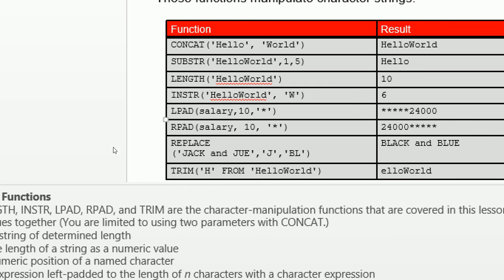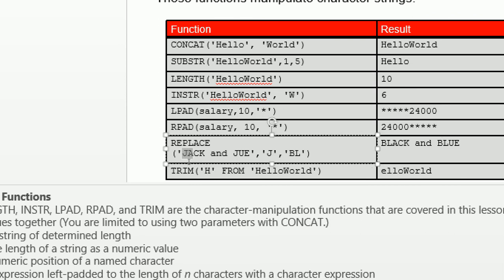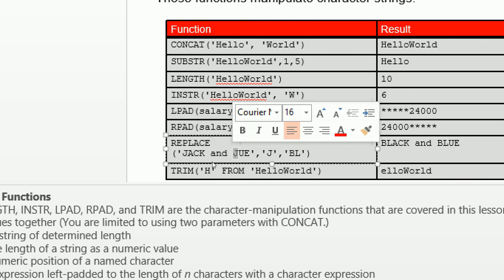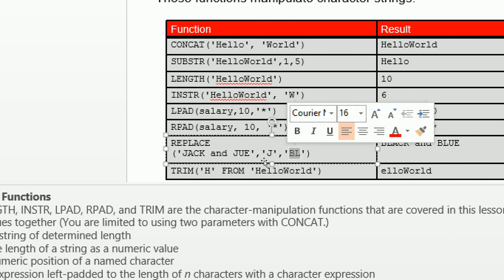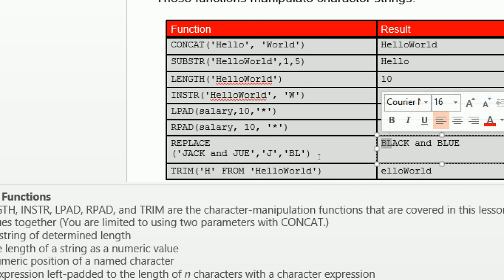Replace. Replace is one more function. Look here, there are two words, Jack and Jew. Replace the J with BL. So what will the new string become? It will become from Jack to black. Clear? You replace the J with the BL. So the new string will become black and blue. You get it?